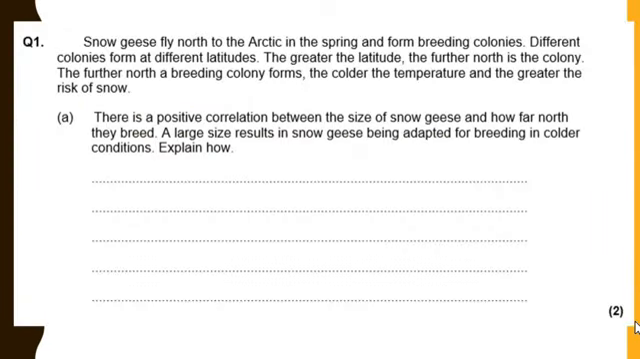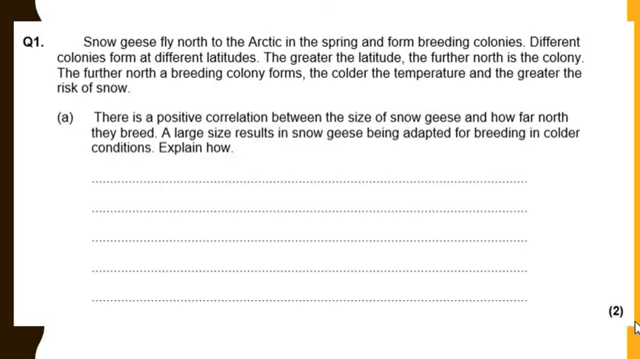So question number 1, snow geese fly north to the Arctic in the spring and form breeding colonies. Different colonies form at different latitudes. The greater the latitude, the further north the colony is. Okay, so the greater the latitude number, the more north we are. The further north a breeding colony forms, the colder the temperature and the greater the risk of snow.